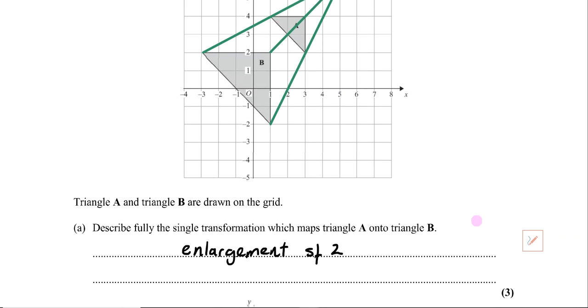Don't get it the wrong way around. They don't have any sympathy, right? So it's about 5, 6. So that would be your centre of enlargement. Okay. We don't need to write a full paragraph or anything. They are the marks. 1, 2, 3 marks.